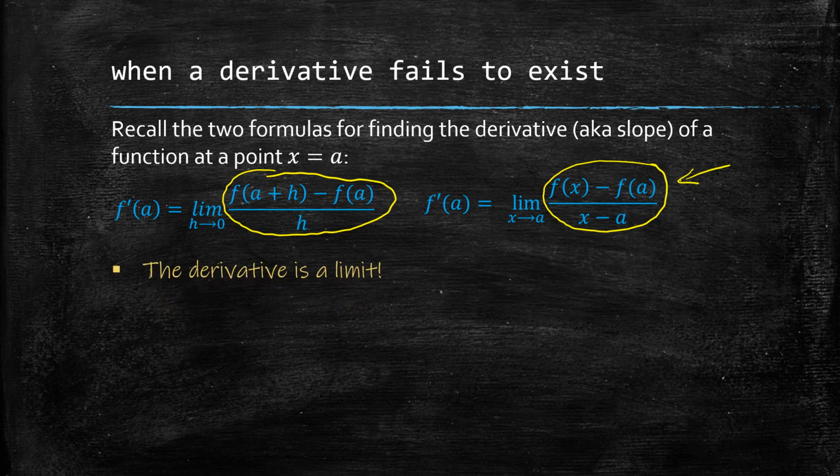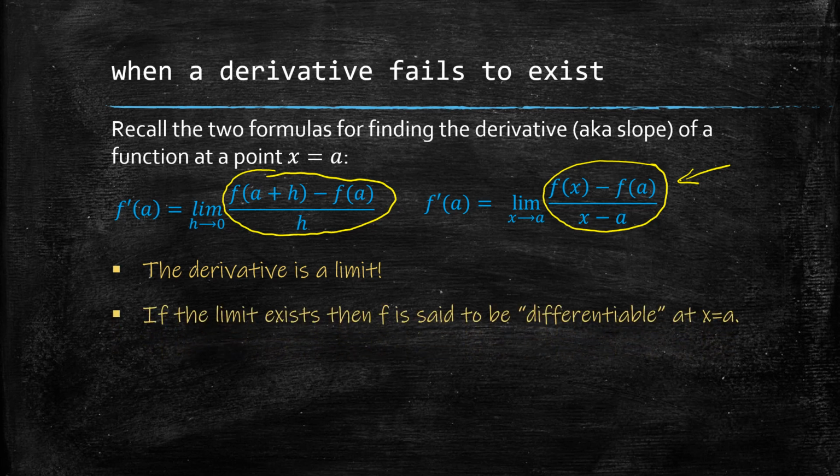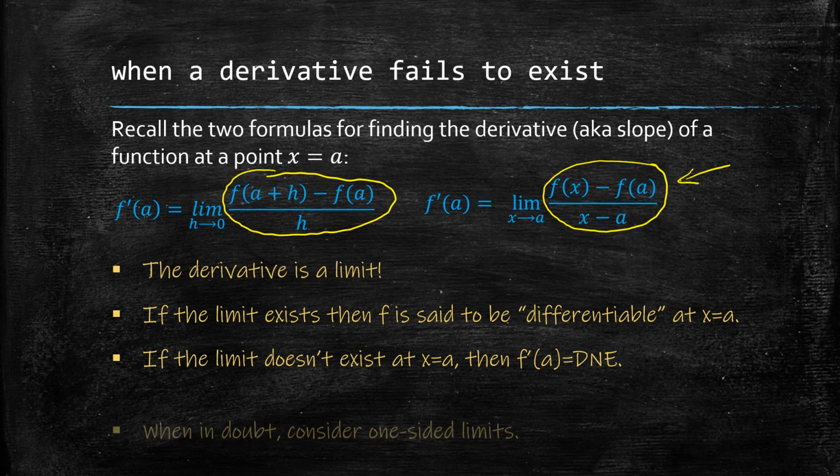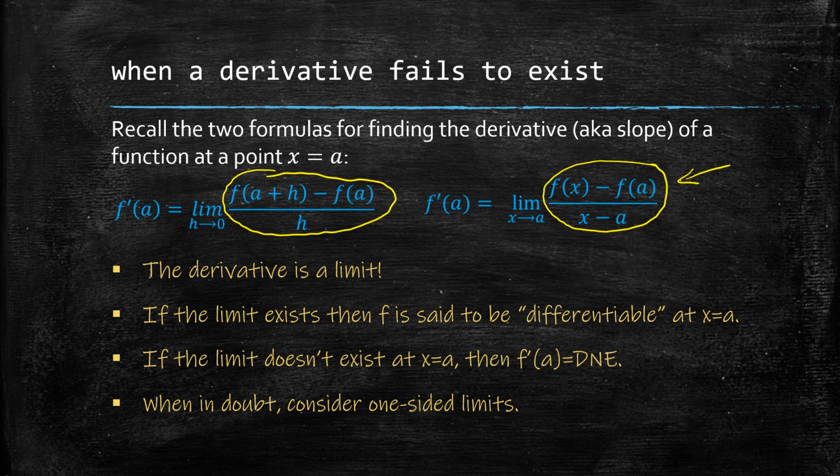Now note, the derivative is a limit. So therefore, if you can find an answer to this limit, if it exists, then we can say that f is differentiable at x equals a. But if the limit doesn't exist at x equals a, then f prime of a is said not to exist, and it's not differentiable there. Sometimes with f prime of a, though, you have to consider one-sided limits. So to check for certain functions if the limit exists, to check if the function is differentiable, you must consider the one-sided limits.